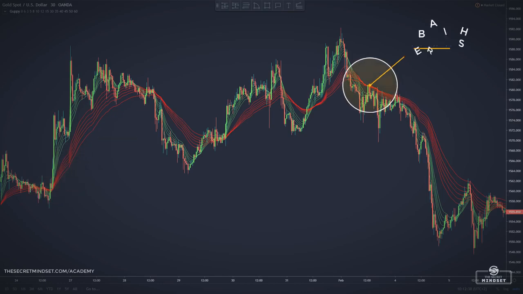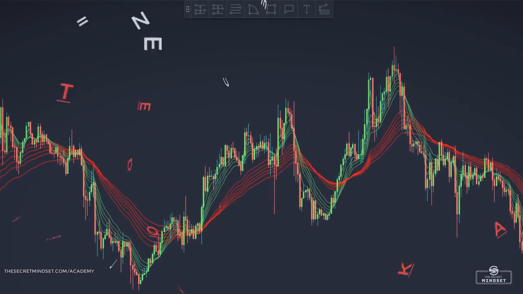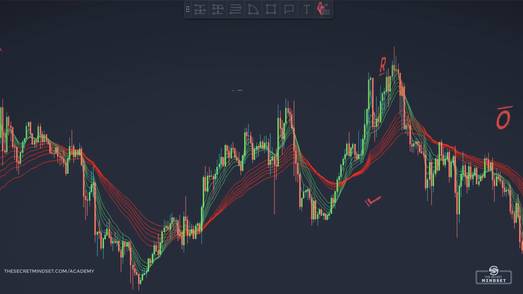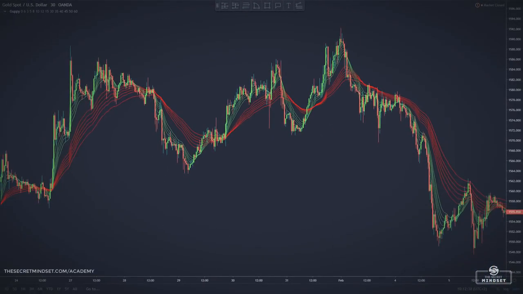When both groups of moving averages are moving horizontally or mostly moving sideways and heavily intersected, it means the asset lacks a price trend and therefore may not be a good candidate for trend trades. These periods may be good for range trading.